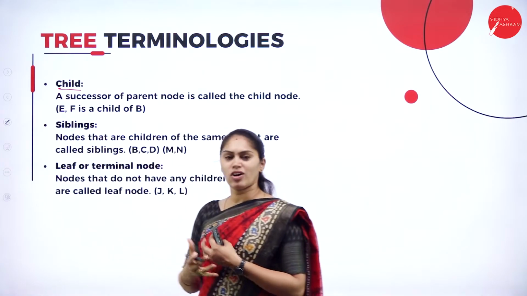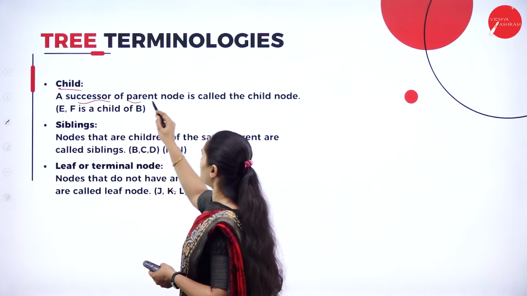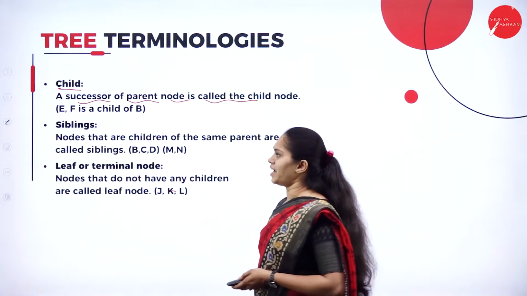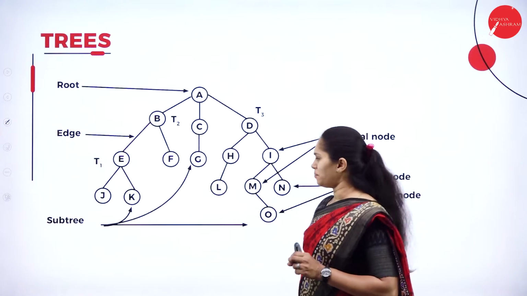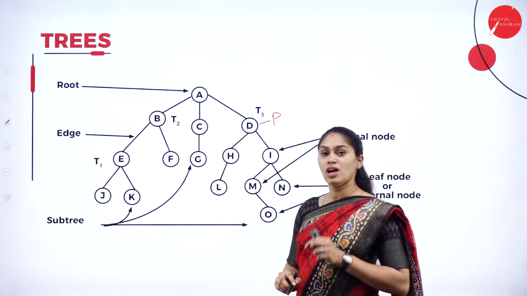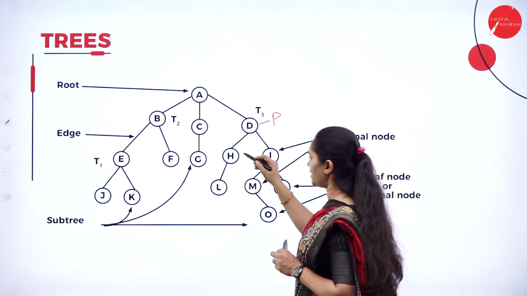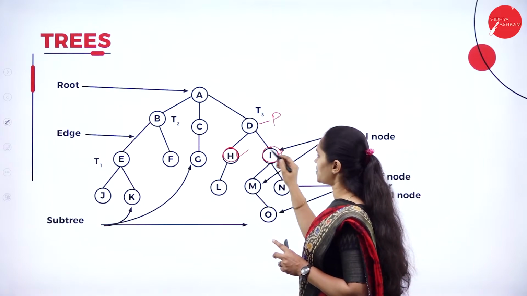So who will be called as child usually, right? A successor of a parent node is called the child node. If you consider this example, you already know about a parent node, right? If I consider this D as a parent node, what are the children it has? It includes H and I. So here H and I are the children for this D.